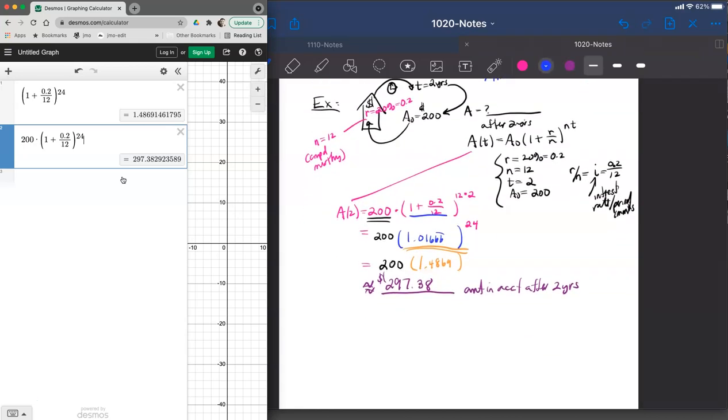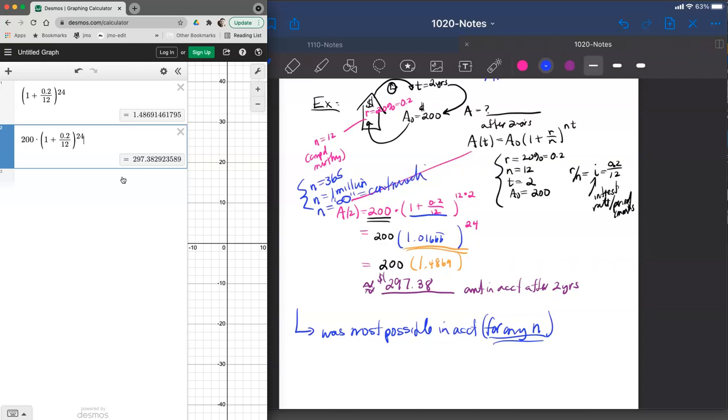If we were going to answer the question, what is the most possible in the account, and this means for any number of compoundings n, maybe the bank was going to be nice to us and compound daily, or maybe they were going to compound 1,000,000 times a year. These are other options that could have been done. If we want to compound an infinite number of times, this is called compounding continuously. This is the most possible times that interest could have been compounded, infinity times, or continuously.